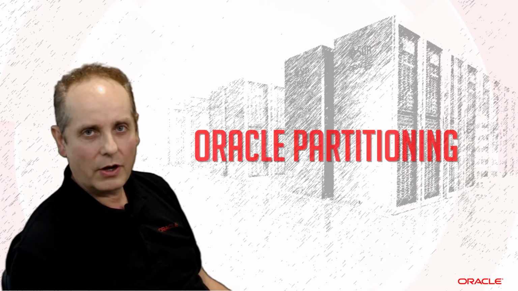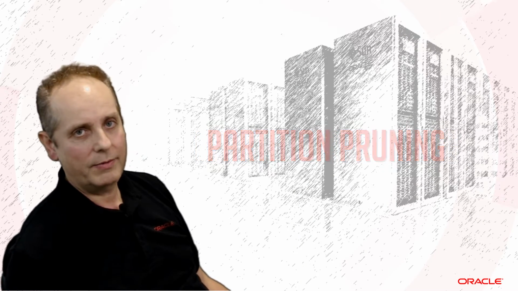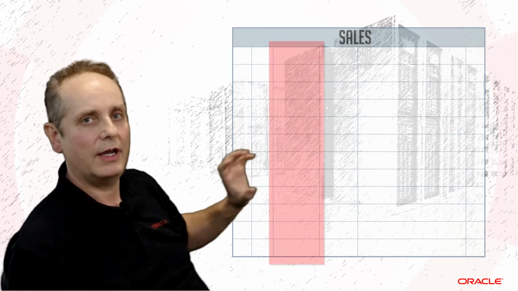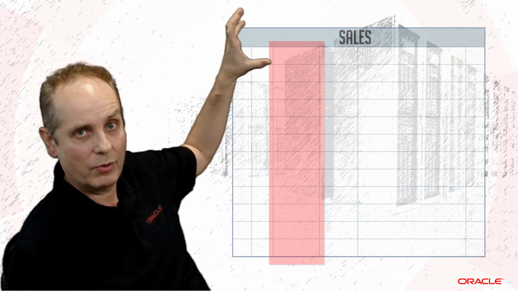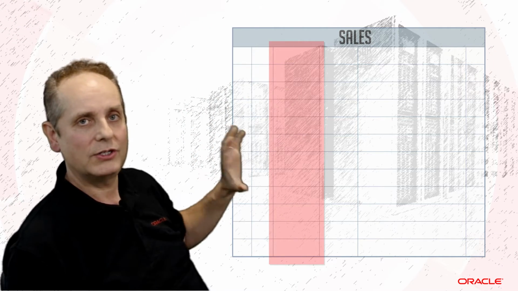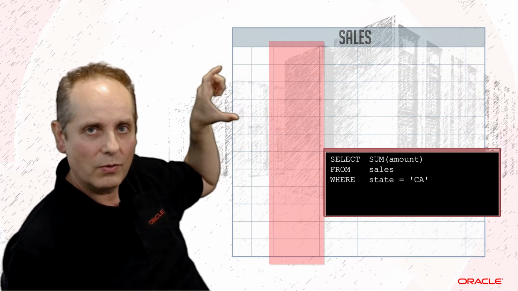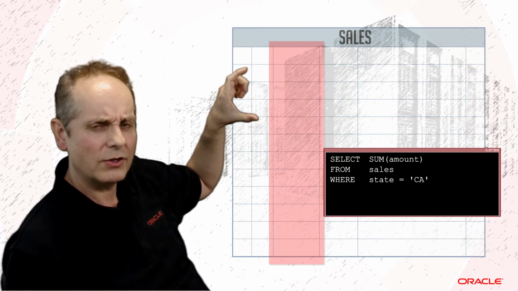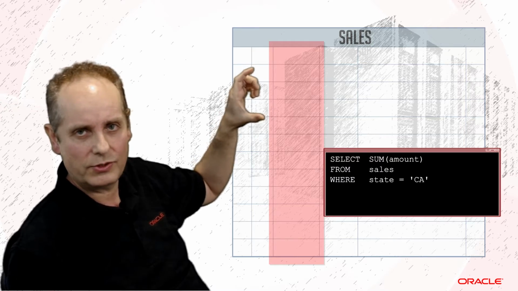Another approach, one that's going to be familiar to a lot of you, is Oracle partitioning. If we use partition pruning, what we can essentially do is use the database to organize rows together. For example, if we partition our sales table by state and we search by state, we now know that we only need to search one region of the table, one partition of the table.